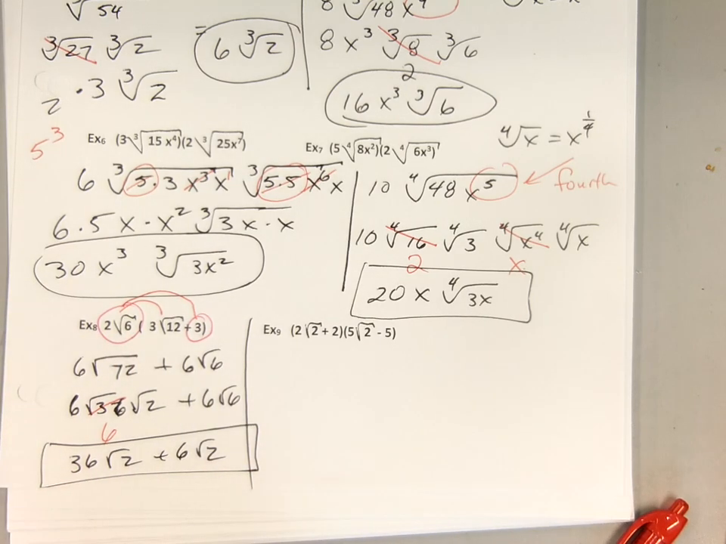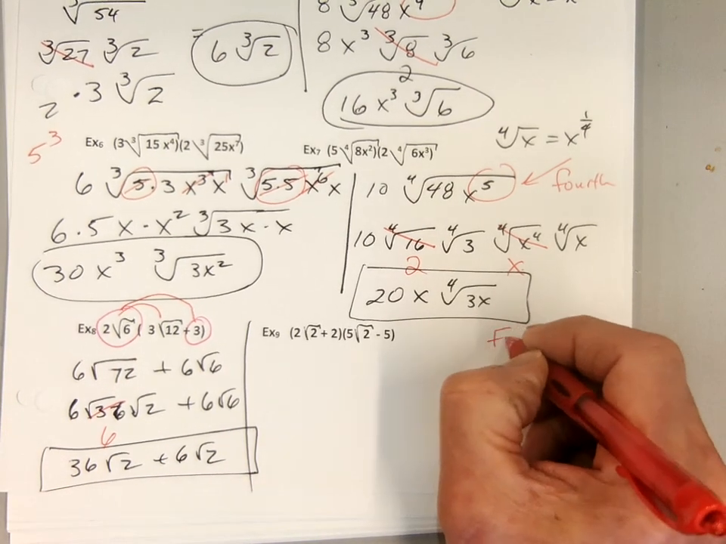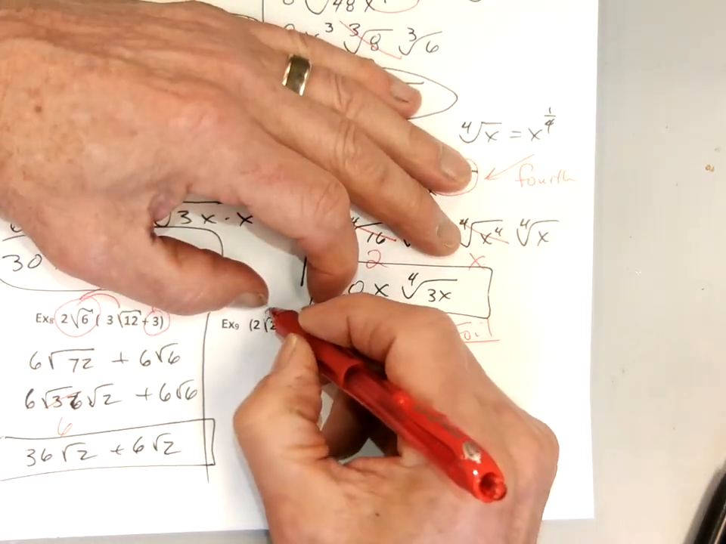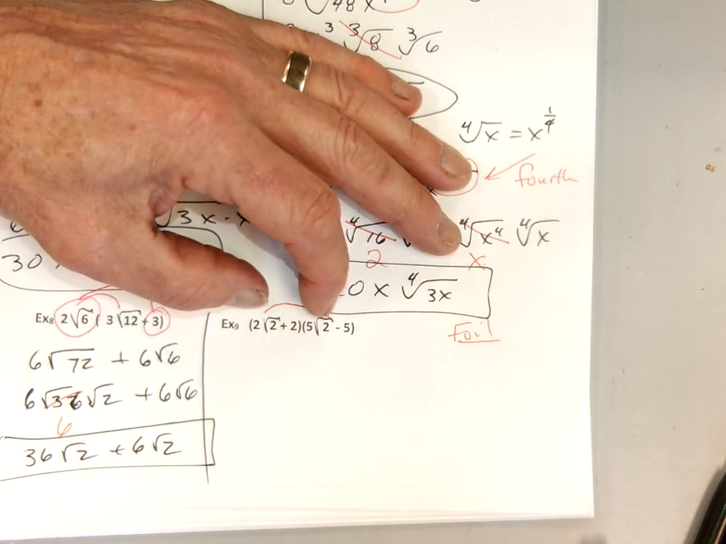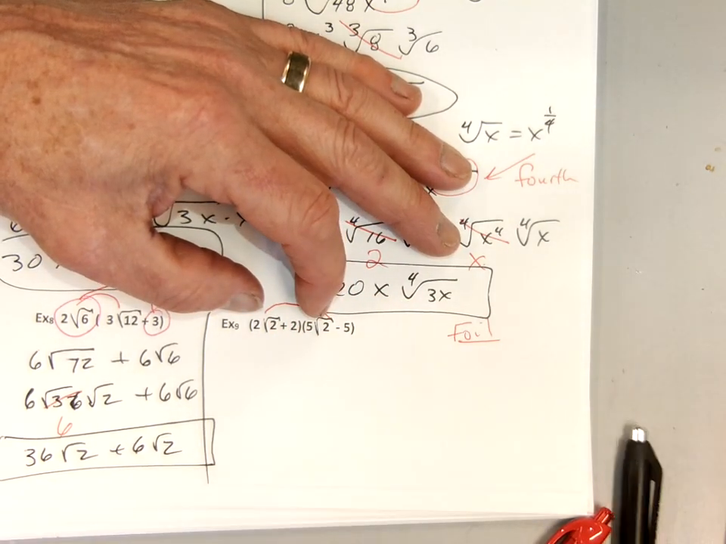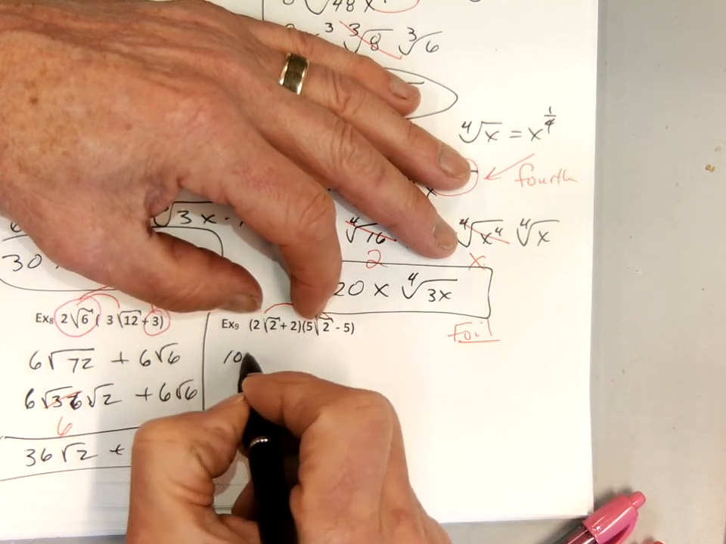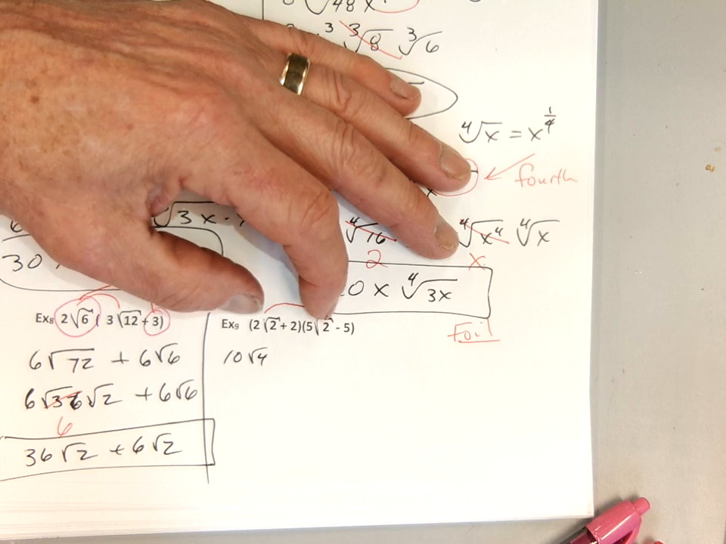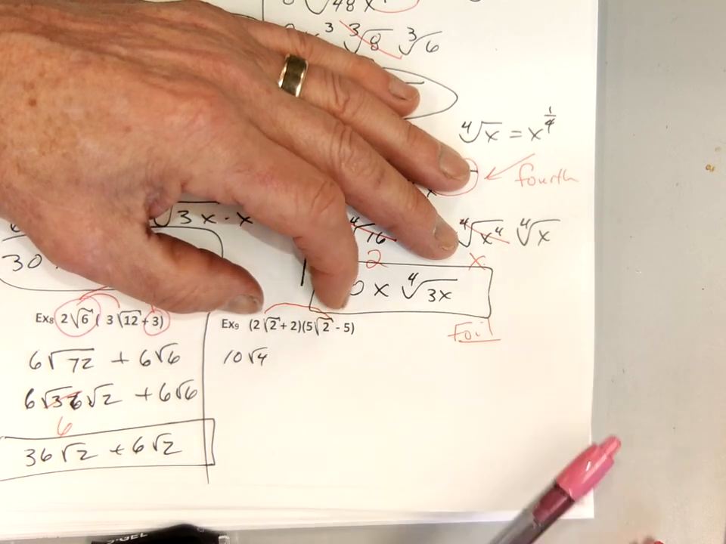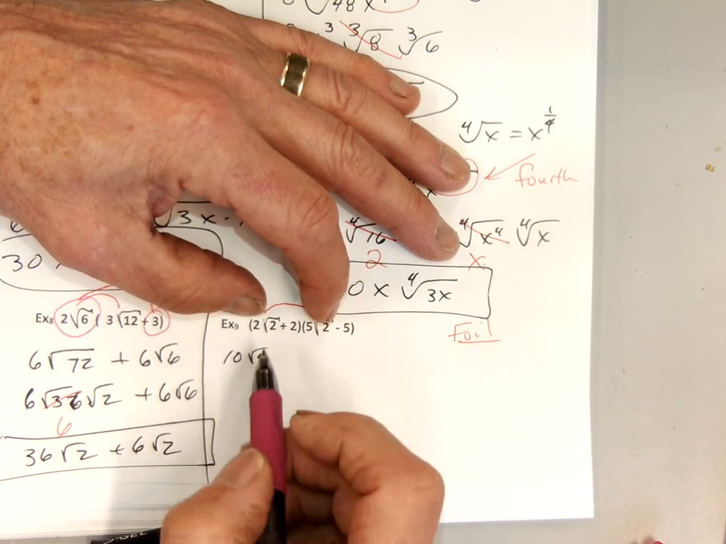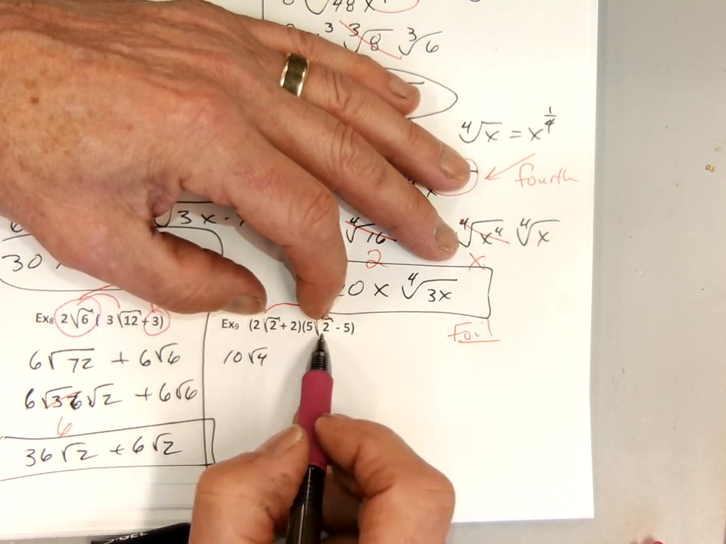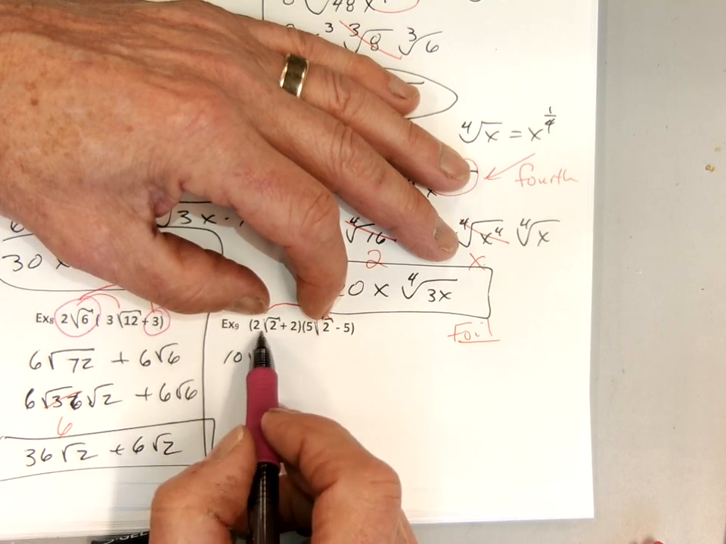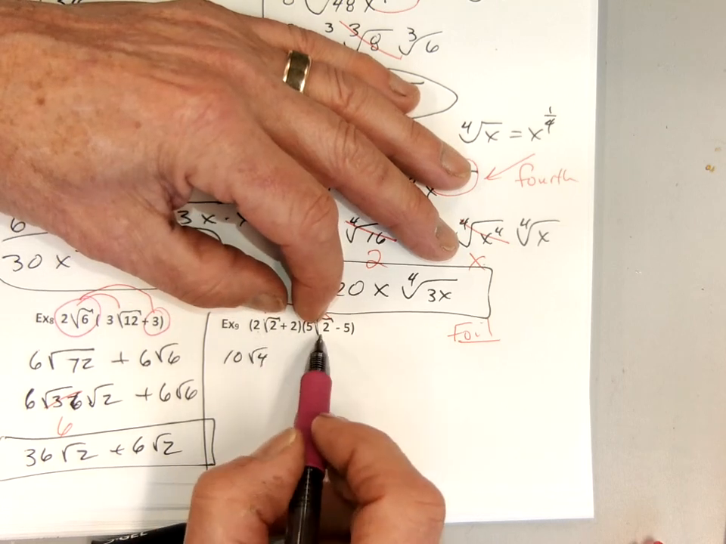Okay, last but not least, this one's just FOIL, okay? I'll go slowly. 2 square roots of 2 times 5 square roots of 2 is a 10 square roots of 4, okay? I'll wait. 10 square roots of 4. Why did the 10 squared before? Square root of 2, square root of 2. Good question, Lexi. Square root of 2 times square root of 2. So I got my 2 times my 5 is 10. Square root of 2 times square root of 2 is square root of 4.